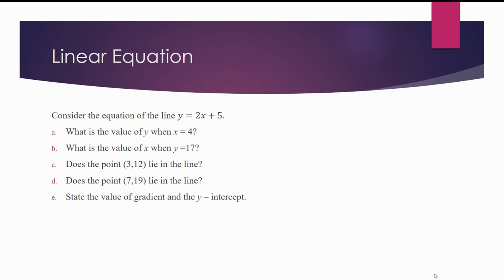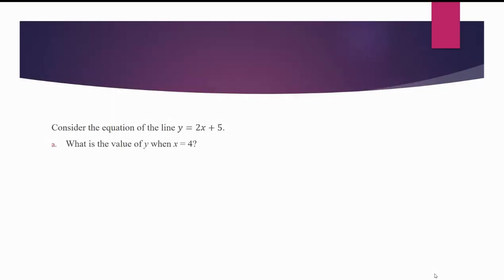So we get the very first example now. Consider the equation y equal to 2x plus 5. What is the value of y when x equal to 4? Here I gave you the x value and asked you to find the y value. So what we're going to do is substitute the variable x as 4. When x equal to 4, you substitute it inside the equation and then calculate the y value. So when x equal to 4, the y value here will be 13.